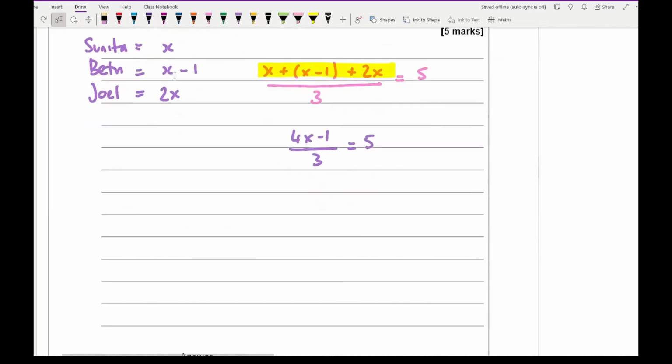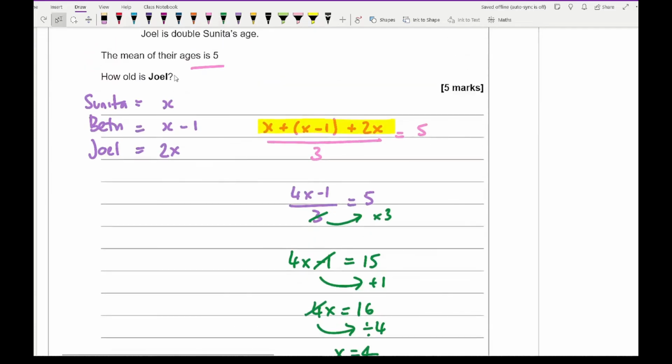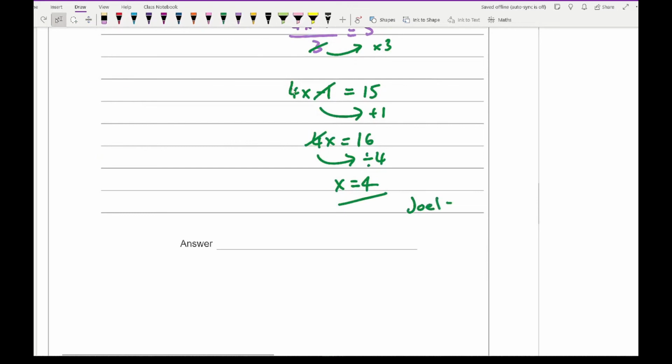So next, solving this equation, I take the 3 over to the side by multiplying by 3. So here I've got 4x minus 1 is equal to 15. Add the 1, so that becomes 4x equals 16. And then divide by 4, which leaves me with x equals 4. Now the question's asking how old is Joel? Well, Joel is 2x, so therefore Joel is going to be 2 lots of 4, which gives me an answer of 8.